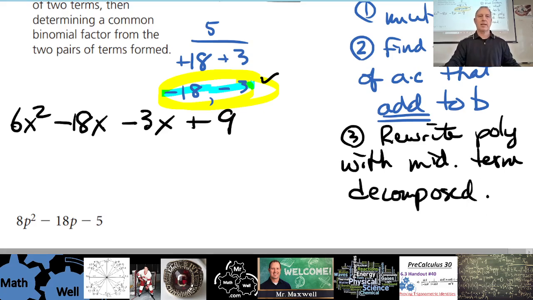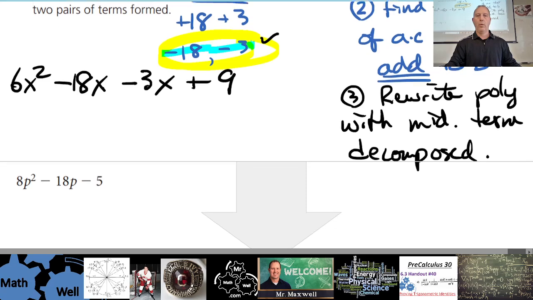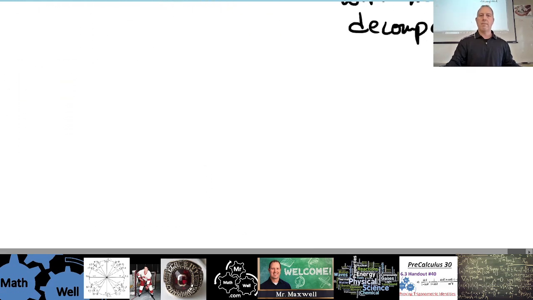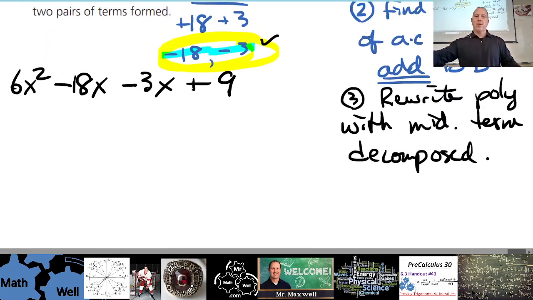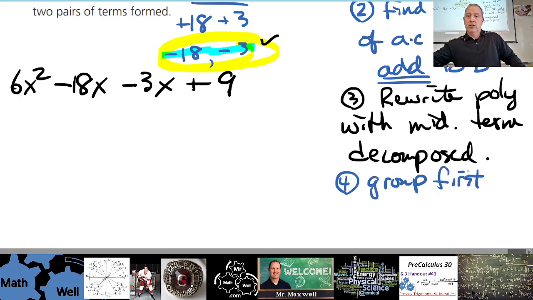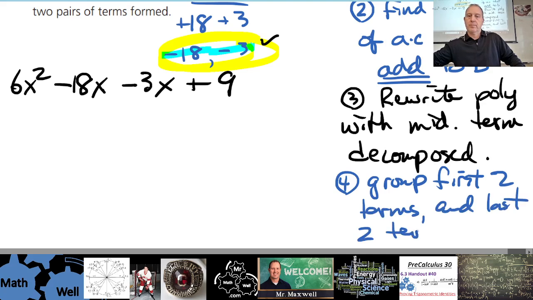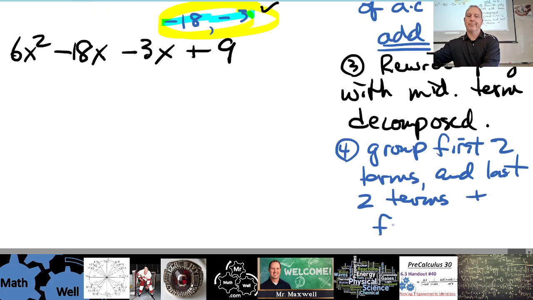And I've already run into my next question. I'm needing more space than I thought. Okay, so we're getting there. We're about halfway there. And again, this will start to go a little quicker as you get used to it. But now what we want to do is group first two terms and last two terms and factor.